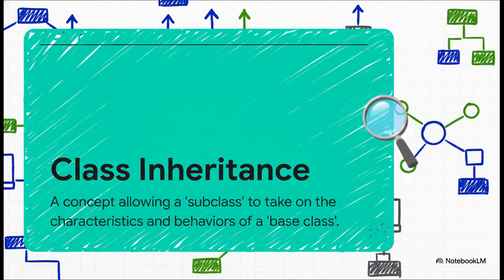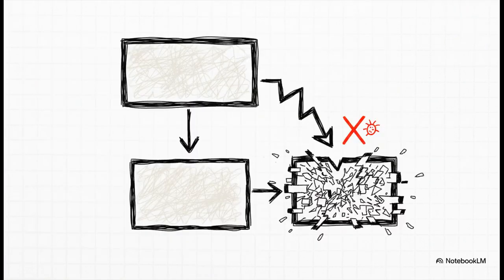Just think of it like a family tree for your code. You've got a base class, kind of like the parent, which has certain traits. And then you have a subclass that inherits those traits and maybe adds a few of its own. Simple enough. But here's the catch, and it is a big one. Inheritance is super powerful, no doubt. But if you're not careful, it can get messy, fast.